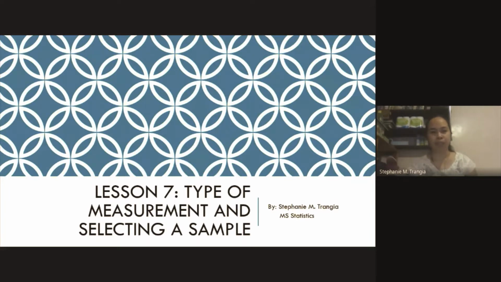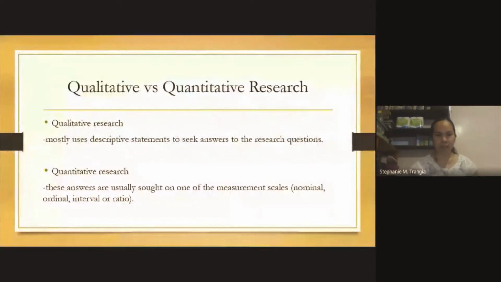Good afternoon again. This afternoon is on lesson 7, type of measurement and selecting a sample. First, let's discuss a little difference between qualitative versus quantitative research. Qualitative research mostly uses descriptive statements to seek answers to the research questions, whereas in quantitative research, these answers are usually sought on one of the measurement scales.